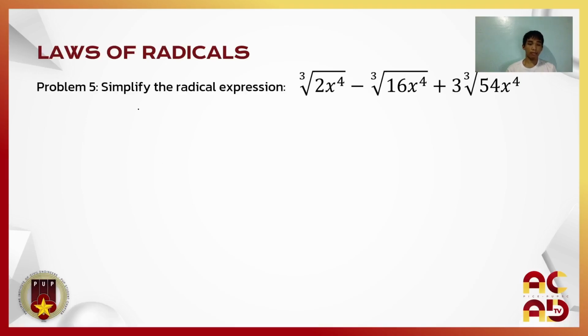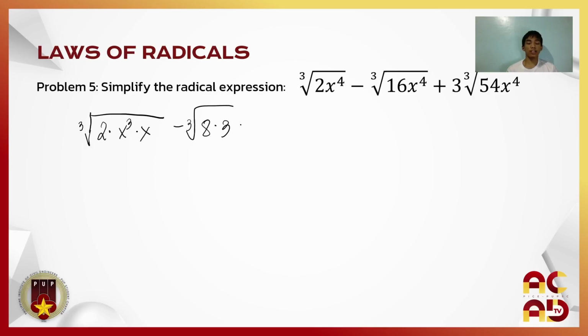Last, problem number 5, simplify the radical expression, the cube root of 2x raised to 4 minus the cube root of 16x raised to 4 plus 3 times the cube root of 54x raised to 4. So, ang first step ay kunin natin yung factor or kunin natin yung perfect cube. So, dito, hindi perfect cube ang 2, pero ang x raised to 4 meron siyang factor na perfect cube, and that is x cubed times x minus the cube root of 8 times 3.